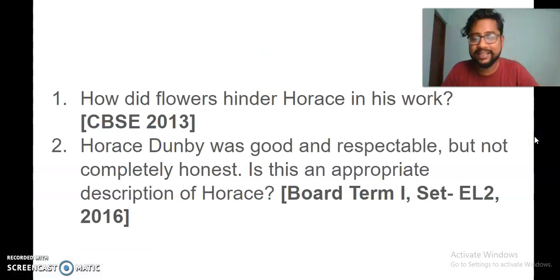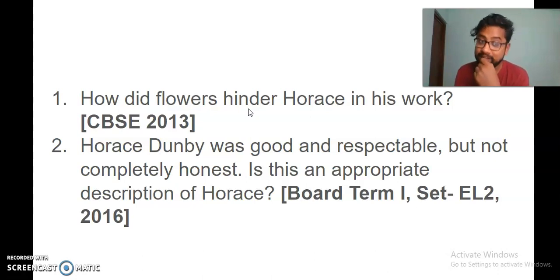Board questions. How did flowers hinder Horace in his work? Now, hindered means created problems, stopped him. This is because Horace had an allergy problem with the pollen in the flowers, and as he was trying to do his work, he constantly kept on sneezing. That's what stopped him, and that could have given an opportunity to the other thief to speak to him.